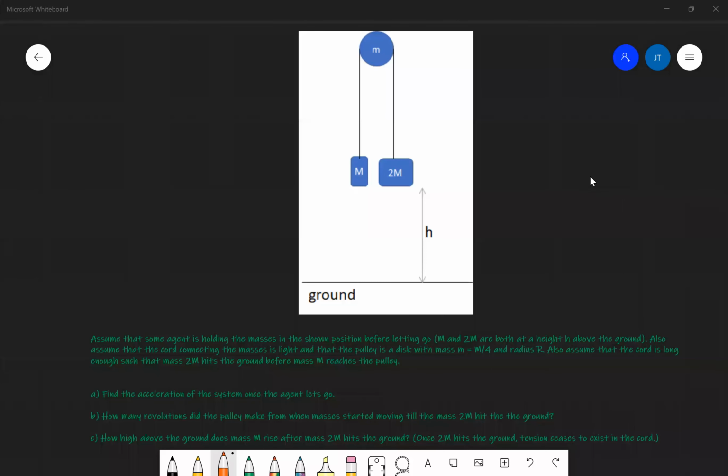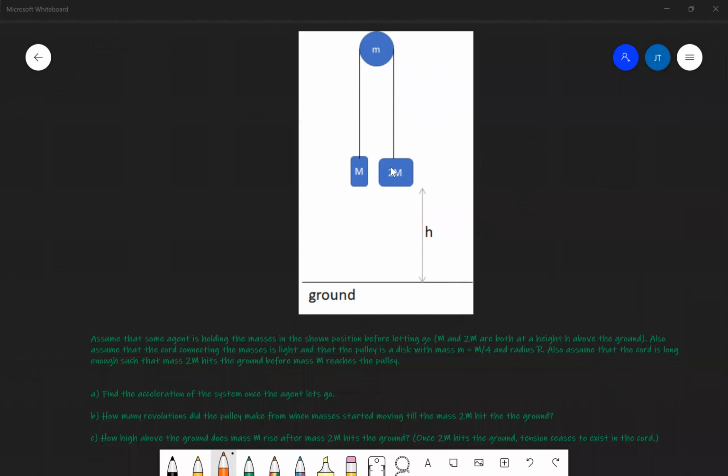Okay, in this problem we have an Atwood machine. We have two masses, m and 2m, at the same height, h. The pulley has a mass little m and radius r. Then we set the system in motion. So 2m is going to accelerate down, and m is going to accelerate up. And we're supposed to answer these questions.